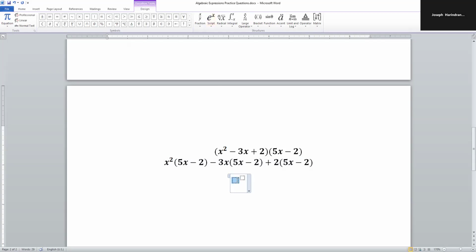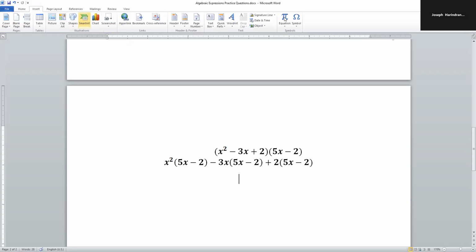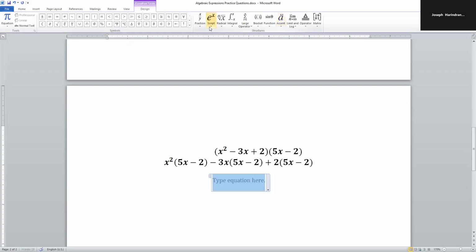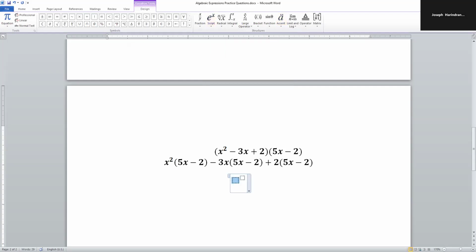Minus, now the 3x is multiplied with 5x. So minus you will get 15x squared, because x into x is x squared. Plus 2 is multiplied with this 5. So 2 into 5, 10, so 10x. Minus 4, 2 into 2, 4. That's all. So that is the final expression we got.